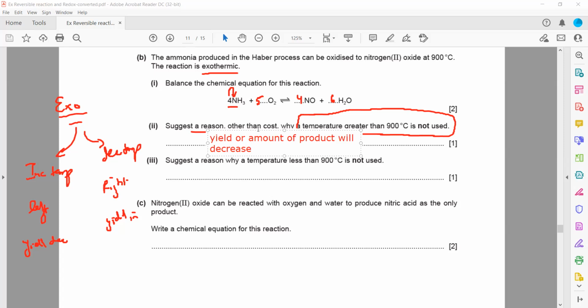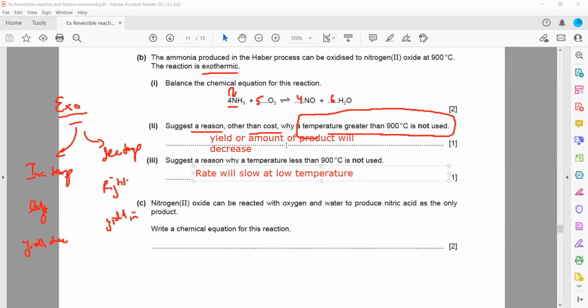Suggest a reason why a temperature less than 900 is not used. Like, why did we not use too low a temperature? If the temperature is too low, the reaction rate, or the speed of the reaction, will be slow. If the temperature is high, the rate will be faster. So this is the optimum temperature, to have a better rate as well as the yield.